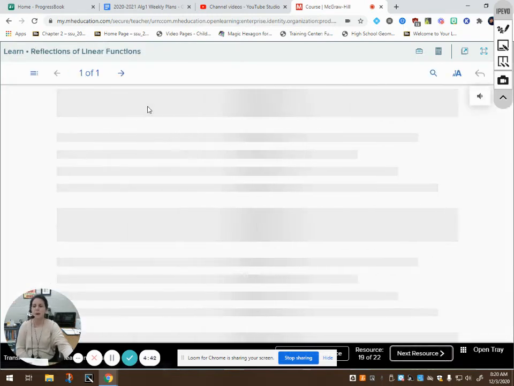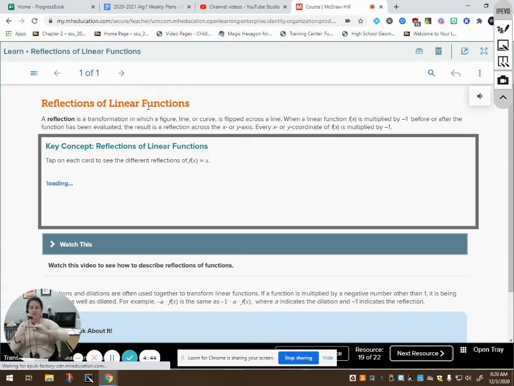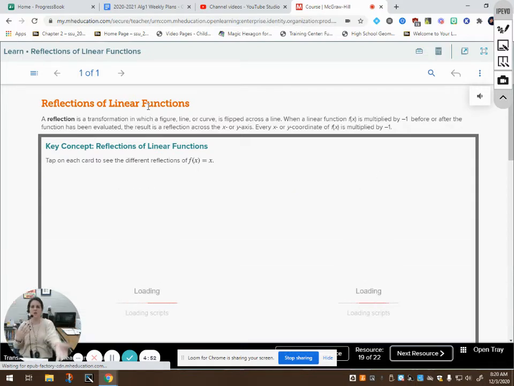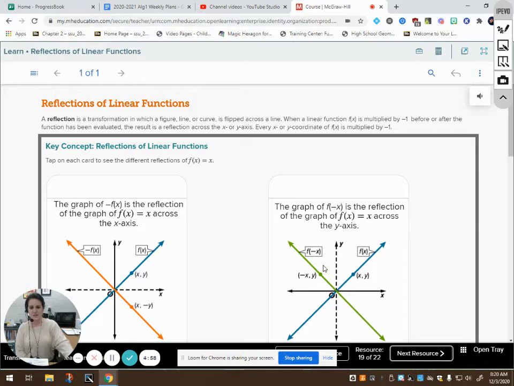So now let's talk about some reflections. Reflections we know are like when we look at ourselves in the mirror. The reflection of myself looks like me. But we have also looked at reflections across an axis. And that's what we're going to do. Look at a reflection across the x-axis, look at a reflection across the y-axis, and compare these graphs.